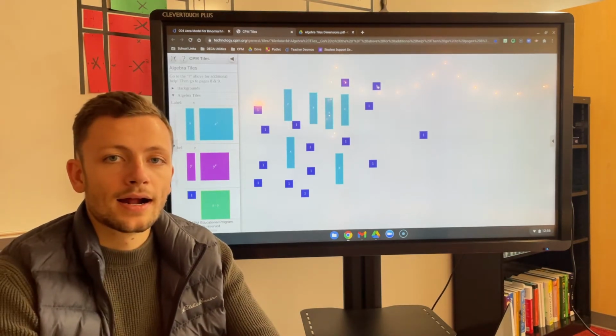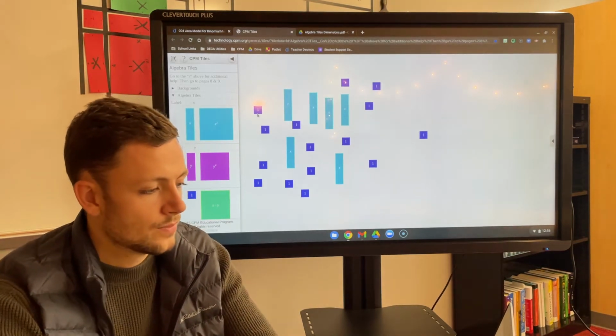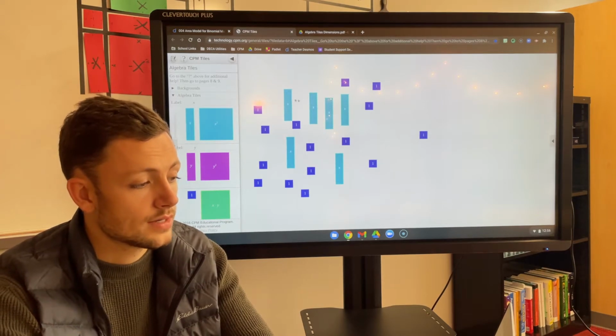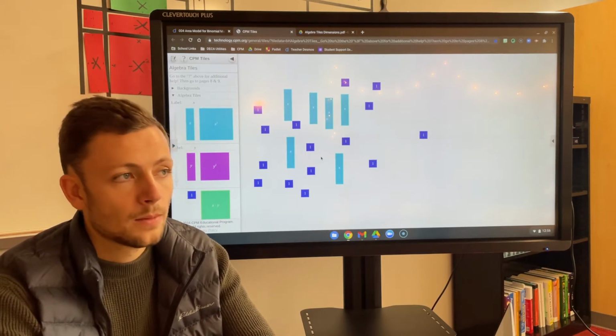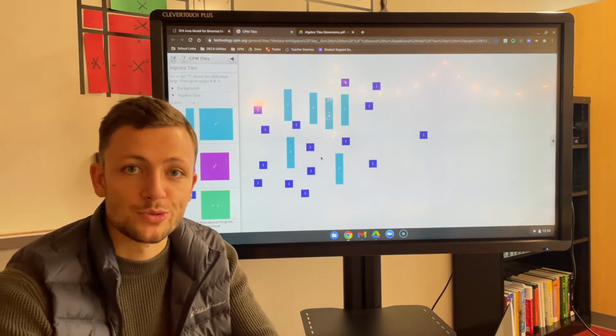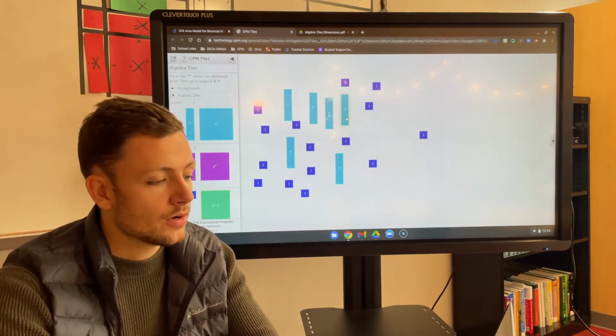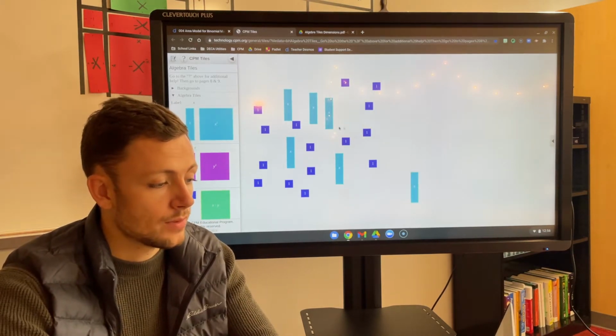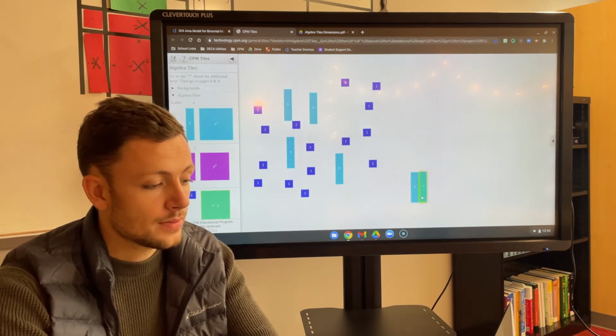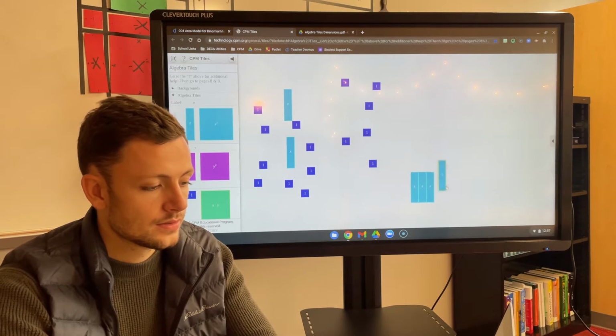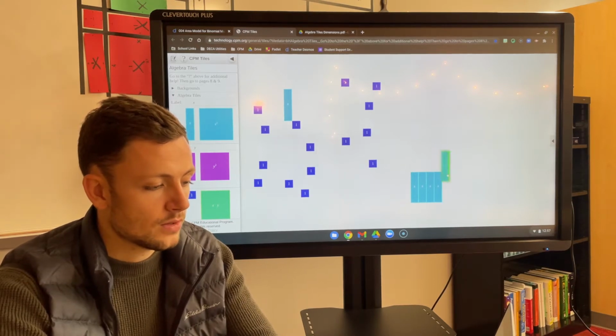Now, I need to make a rectangle. So I've got all these rectangles and all these squares. I know that I've got 6x plus 15, but how am I going to go about doing that? Well, I'm going to go ahead and start by just bringing all of my x's over here and starting to make a rectangle out of those.